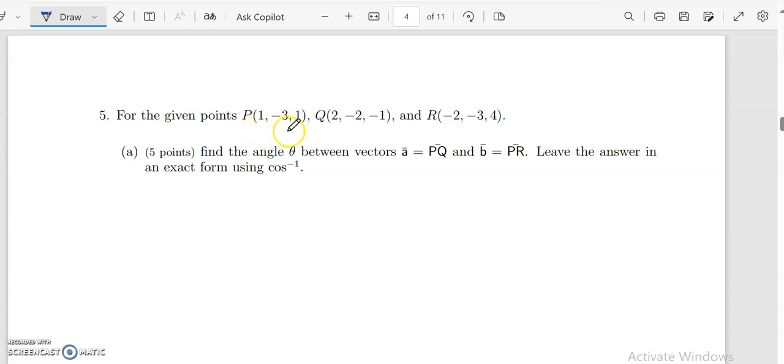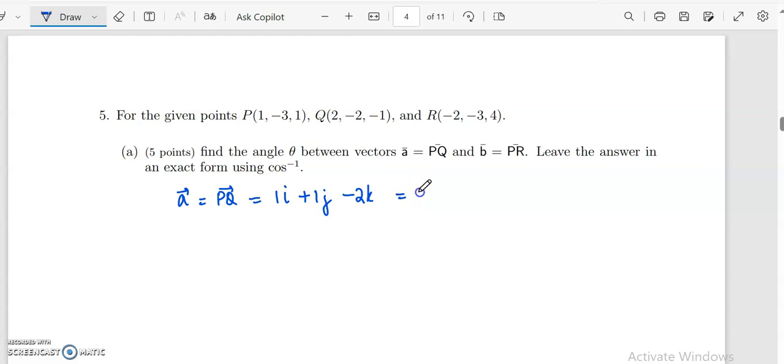Question number 5, we are given the points P, Q, R. Then we need to find the angle theta between the vectors A equal to PQ and B equal to PR. So A will be equal to PQ, so that will be coordinates of Q minus coordinates of P. So the vector PQ will be 2 minus 1, which is 1i. Then minus 2 minus minus 3, so that will be again 1j. Then minus 1, so that will be minus 2k.